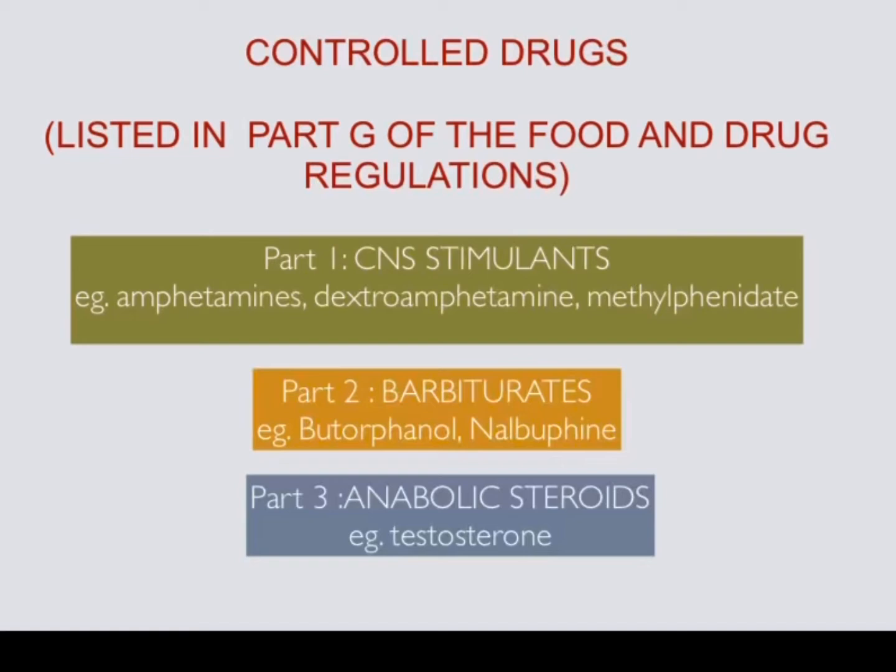Now, these drugs are also kept in the narcotic safe because they are highly regulated and have a high chance of theft. And we will discuss the refills, intervals and all this stuff in the next slide.